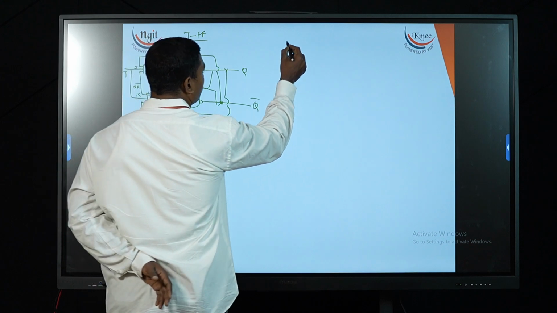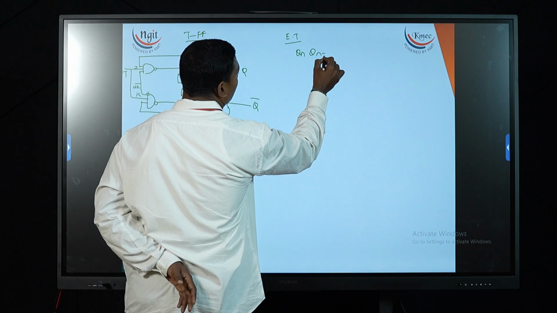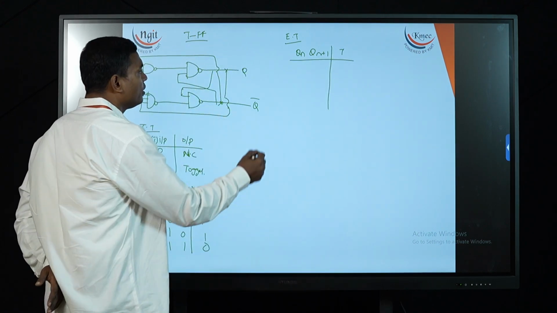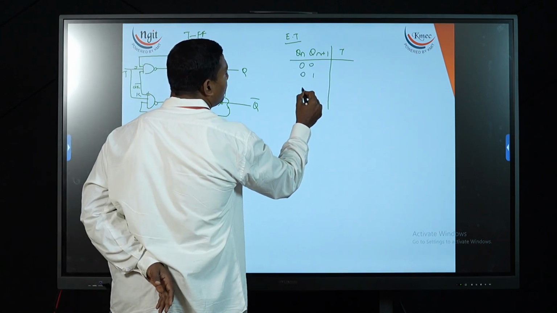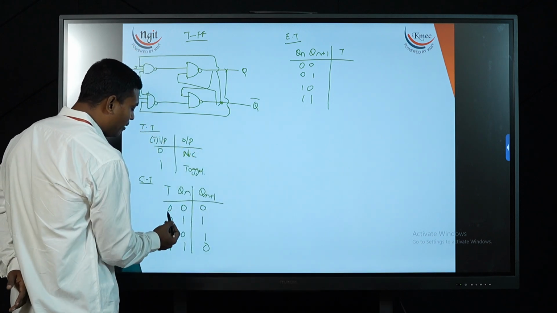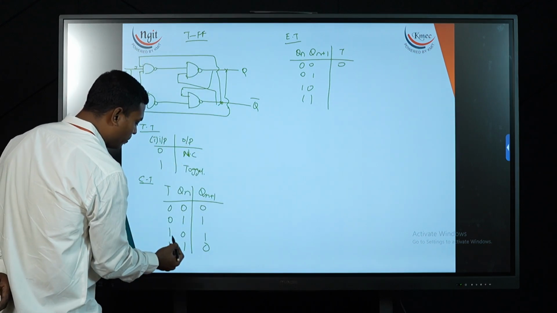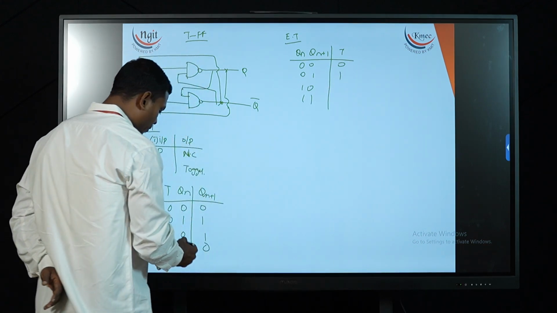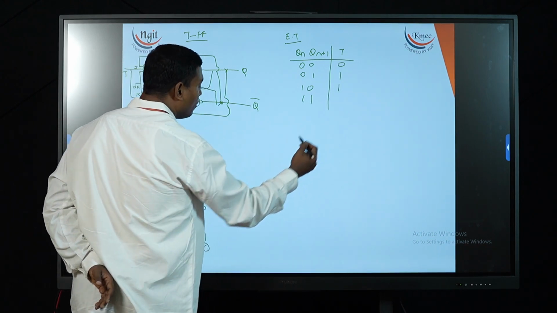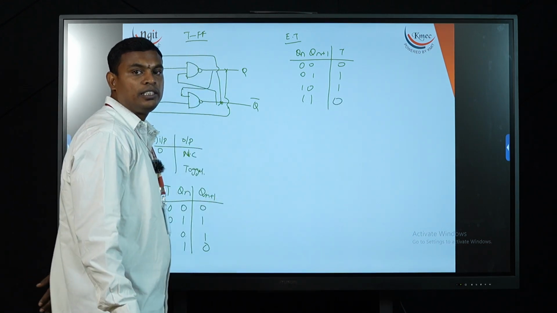Now excitation table, that is Qn plus 1 and T. I need to observe from output to input, that is 0 0, 0 1, 1 0, 1 1 combination. Now for 0 0, T value is 0. For 0 1 combination T value is 1. For 1 0 combination T value is 1. For 1 1 combination, T value is 0. So this is my excitation table.